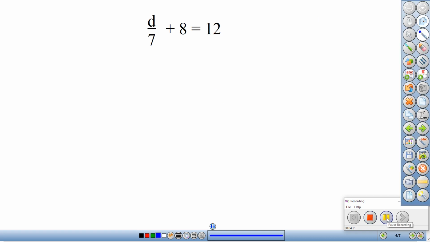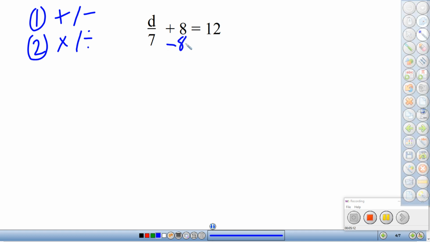Alright, let's try this example. We have d divided by 7 plus 8 equals 12. So again, remember our two steps. First is either plus or minus. Second step is either multiply or divide. So since we have this 8 out here, it's a positive 8, we're going to subtract 8 from both sides. I'll try this time not drawing the line. That was just to show you that there are two sides to the equation. So 8 minus 8 gives us 0, and the only thing left on this side of the equals is d divided by 7. On this side we have 12 minus 8, which gives us 4.